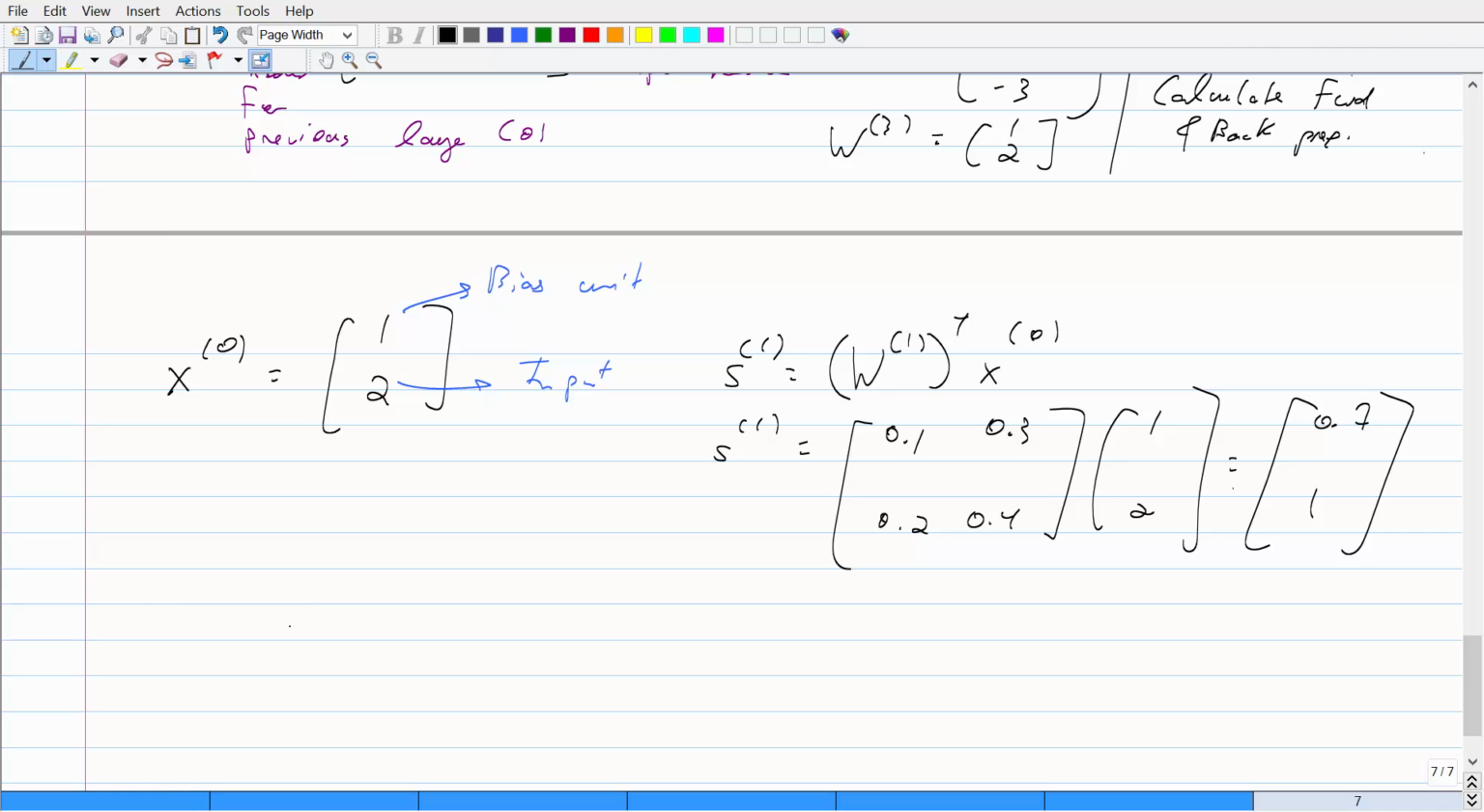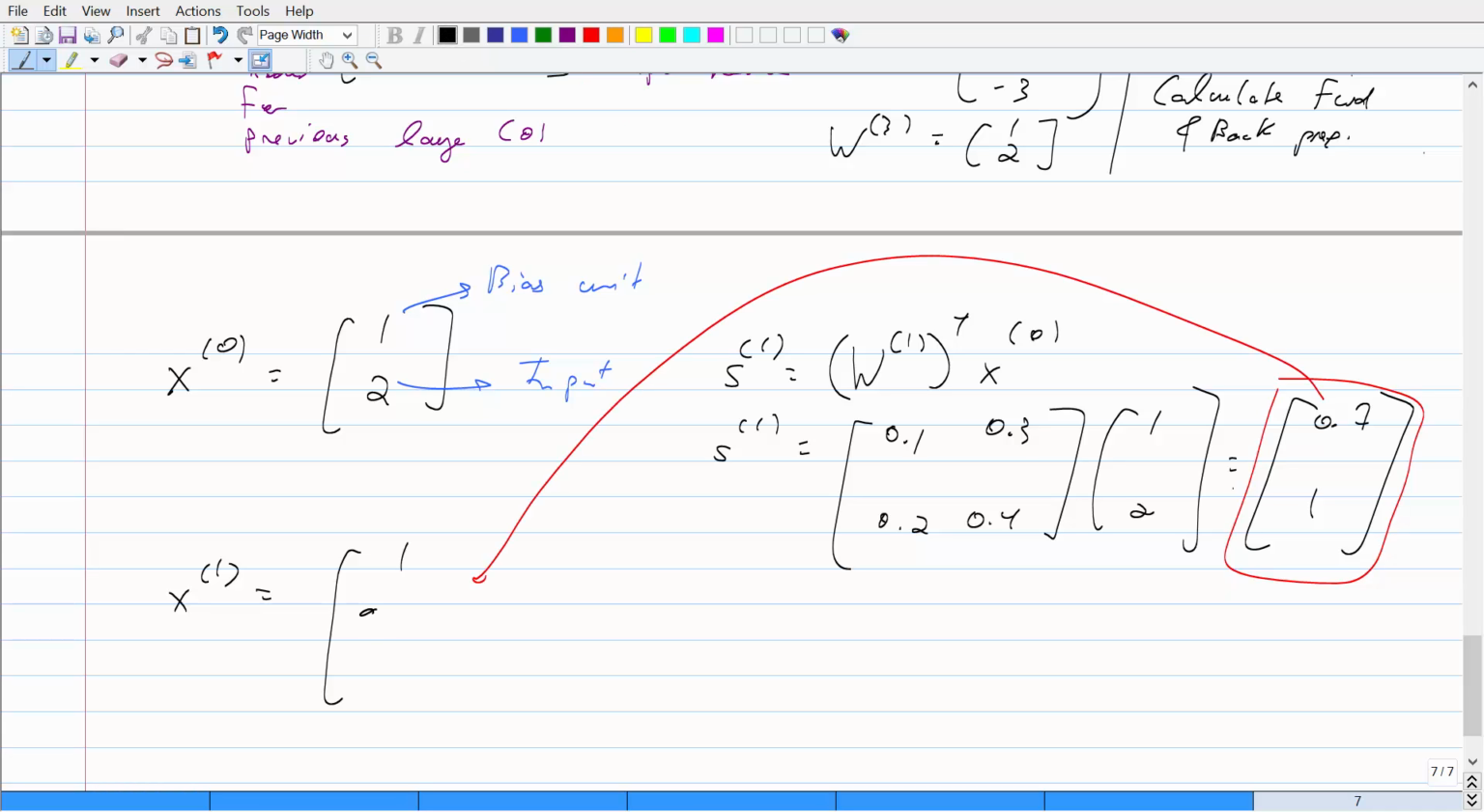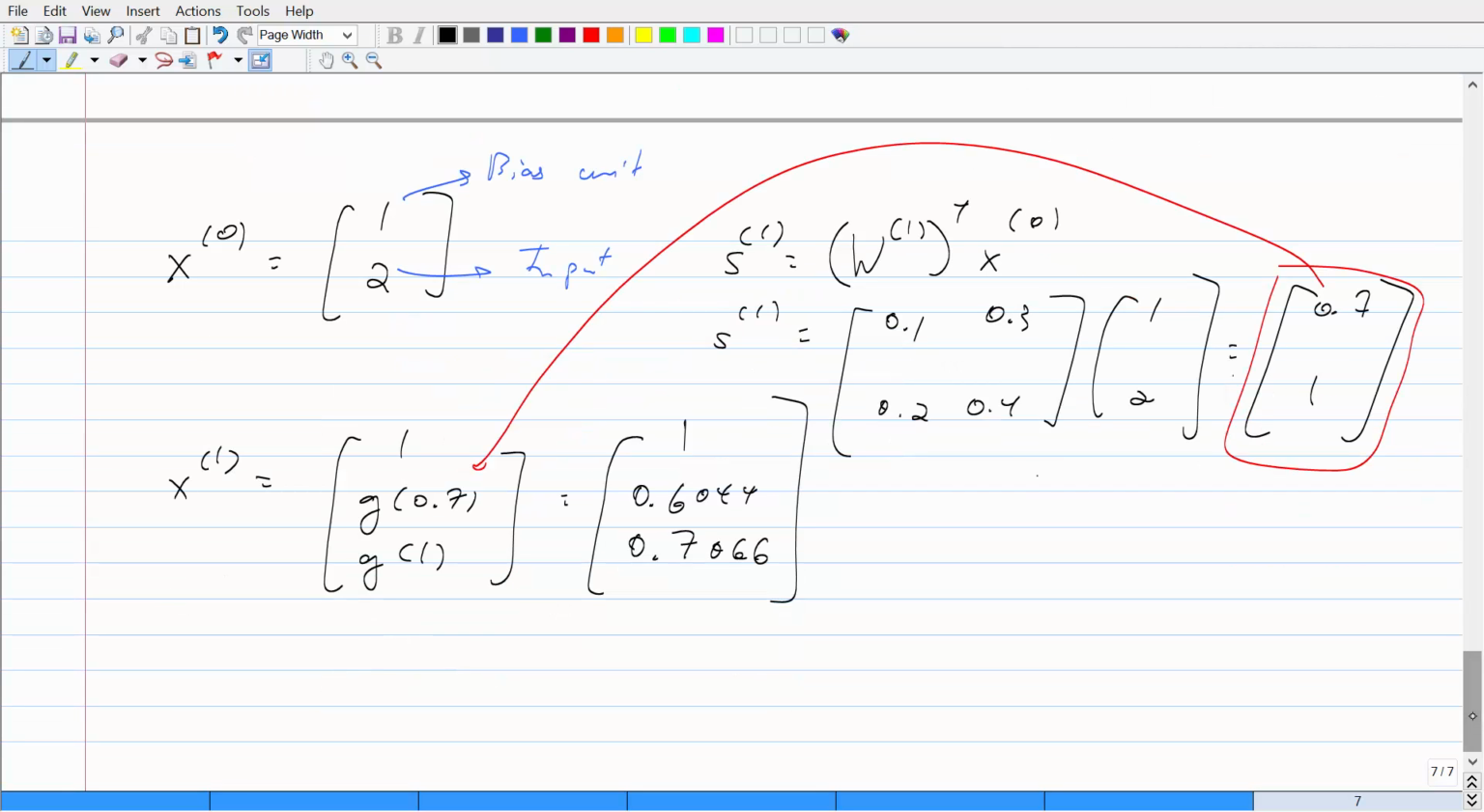So for forward propagation, you have to calculate x and then s, and then you keep going till the very end. So when you want to calculate the outputs from the first hidden layer, what you do is you append a bias again, and then you take each of these inputs and apply the activation function to each of those inputs. So you have g of 0.7, g of 1. Okay, so when you calculate this, and we won't bore you with the details, this actually is equal to 1, 0.6044, and 0.7066.